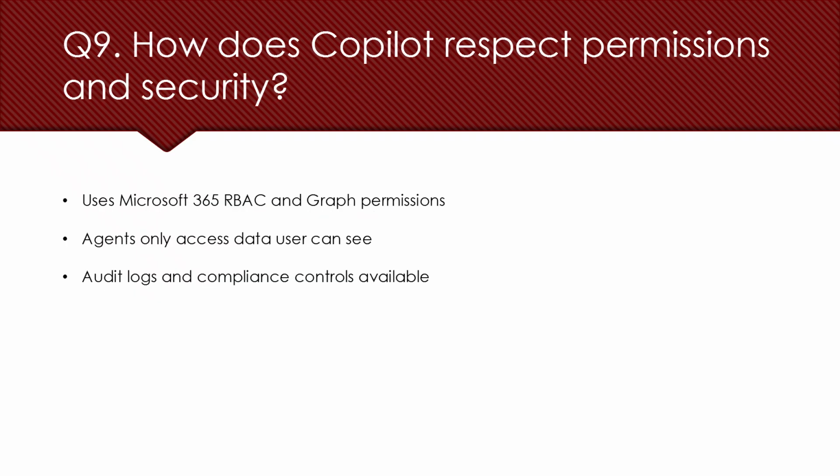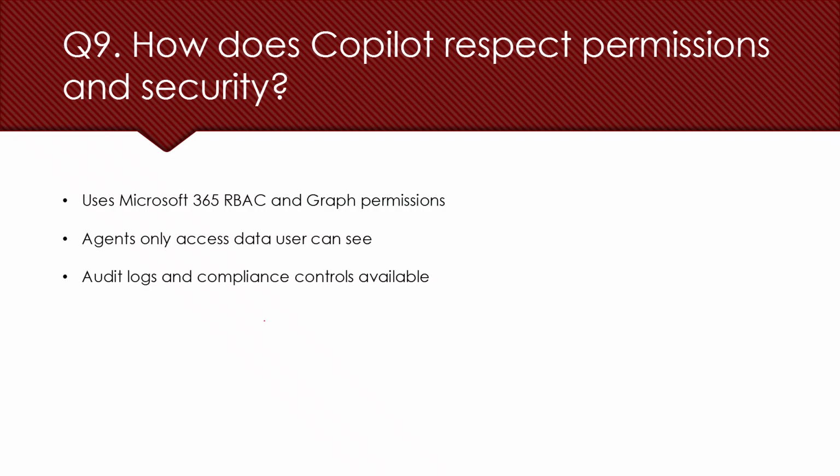Okay. Question number 9. How does Copilot respect permissions and security? So Copilot, as we already talked in the previous slide, is working with Graph APIs, and Graph APIs are working with the permission. So whatever permission the user is having, according to that permission, the Copilot will get the answer. If a user is not having permission to view any of the document, the answer is not going to be available from that document.